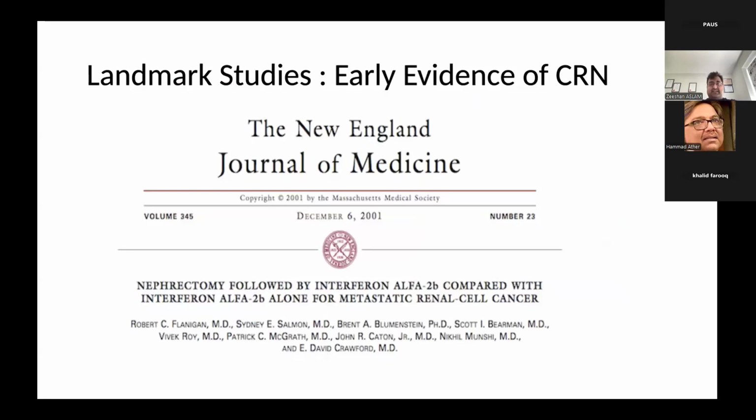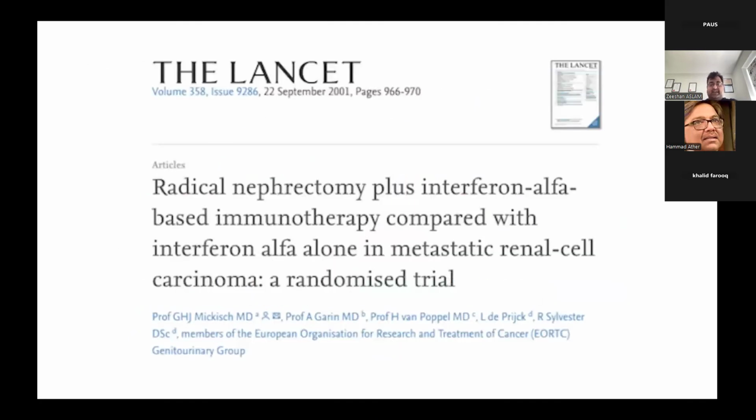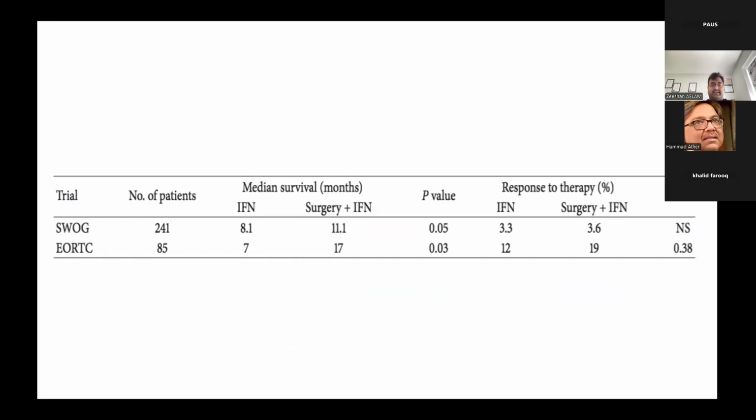So this concept has been going on for decades, but the two landmark studies were done towards the end of last century, published in the New England Journal of Medicine and the Lancet. One of them was the Southwest Oncology Group study, an American one, and the other was European. These were done using immunotherapy agents which are historical, and we don't use them. During my years in urology, I've never seen them. What my senior colleagues have always taught me is that they were a lot more toxic than the current systemic treatment regimes.